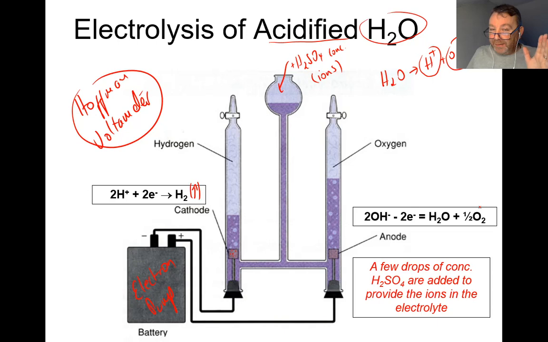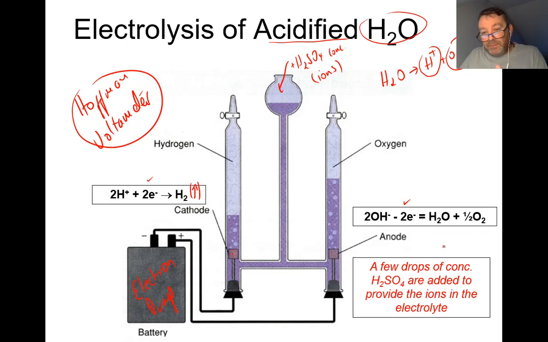Now, I know you're very good chemists, and I know you're shouting at me, there's no such thing as half a molecule of O2. But the reason why I have to leave it like that is to keep the number of electrons balanced. But there's another reason, and I don't know whether you can see it or not. Hydrogen has a coefficient of 1, oxygen has a coefficient of a half.